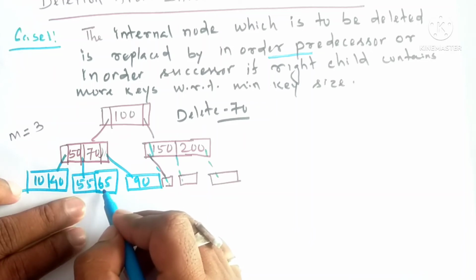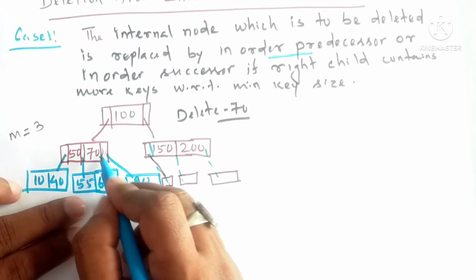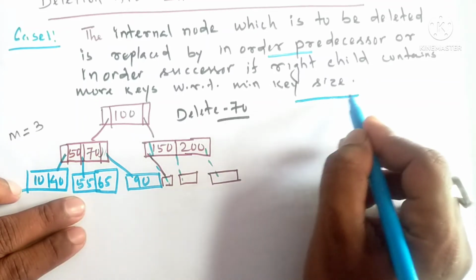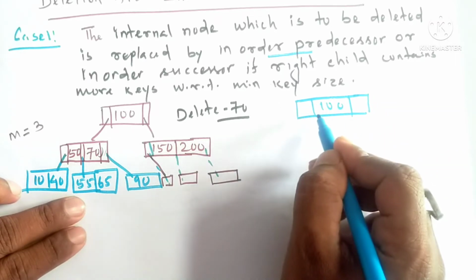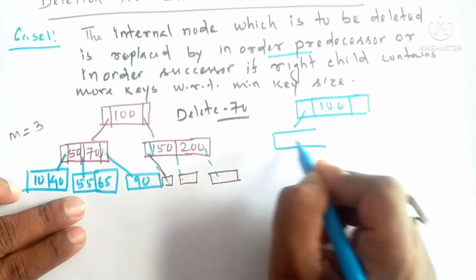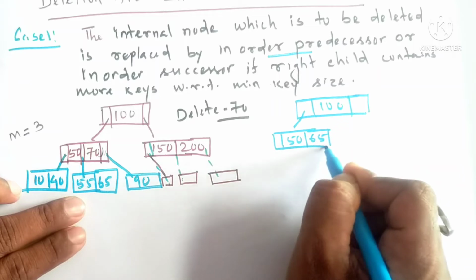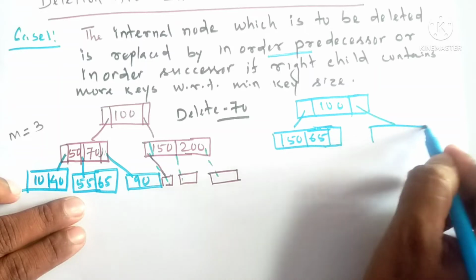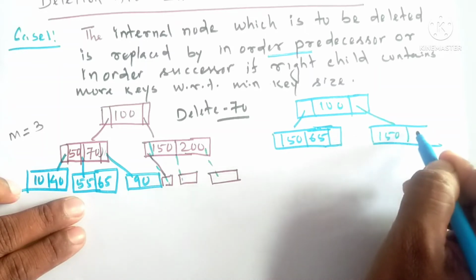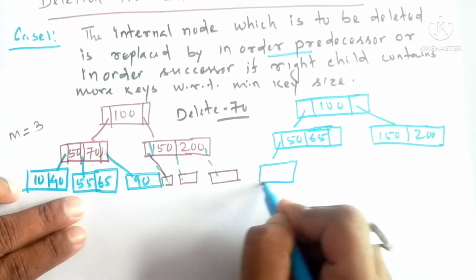Which one will be the maximum value? The inorder predecessor means the maximum key. Of 55 and 65, the maximum is 65. So 65 will move to 70's place. So what I can do here, I will write 100, then the left part is 50 and then 65, and the right part remains as it is, 150 and 200, and 50's left child is 10 and 40.